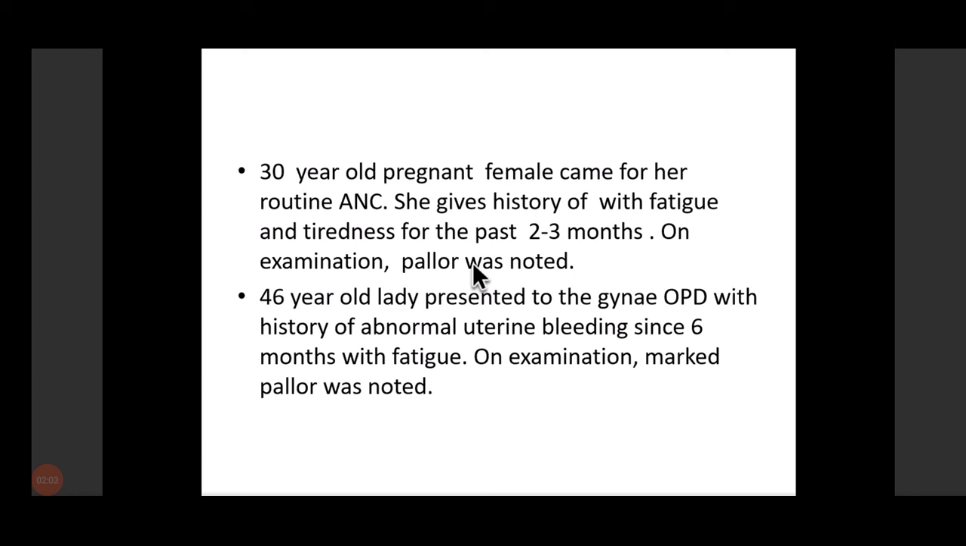The next is of a 46-year-old lady who presented to the gynae OPD with abnormal uterine bleeding. The history here is of increased blood loss. Okay, so the body is not able to make up for the increase in loss. On examination, marked pallor was noted. So the difference between these two is that one is an increase in demand because she is pregnant, and the other is an increase in loss. And despite her eating iron properly or her diet properly, she is having deficiency anemia.